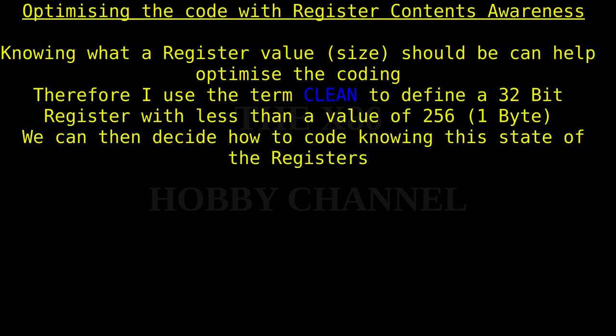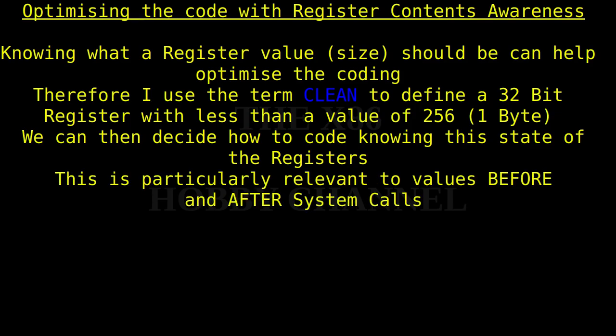We can then decide how to code knowing the state of the registers. And we're going to see an example of this in a minute. This is particularly relevant to values before and after the system calls, as we will see. Knowing what the register should be before the system call, of course we've already been through that, but also knowing how those registers changed, what's in them after the system call, can help in optimizing the code.